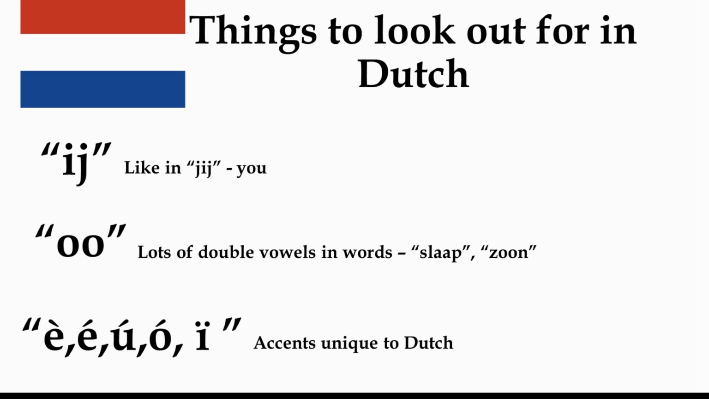And these accents are all unique to Dutch. These aren't found in German or Danish at all. So if you see these accents, then you are also looking at Dutch. So if you see any of these three things commonly being used, then the language is most likely Dutch.